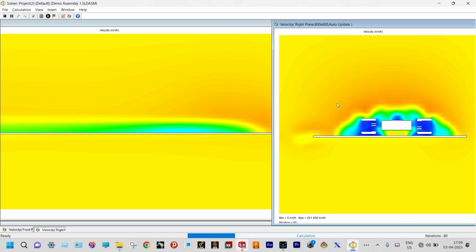So we can see velocity distribution from right plane and also from front plane. This one is actually from right plane and this is from front plane. As time is proceeding, we can see different color zones at different regions, indicating velocity at different zones, right?